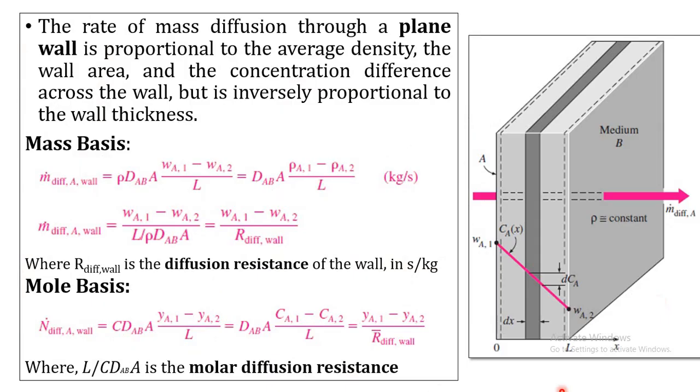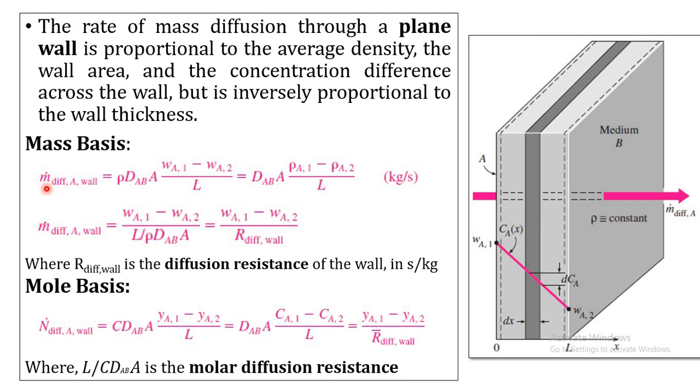Now the rate of mass diffusion through a plane wall is proportional to the average density, wall area, and concentration difference across the wall, but it is inversely proportional to the wall thickness. So the above equation we can represent in other terms on a mass basis, in terms of mass fraction.